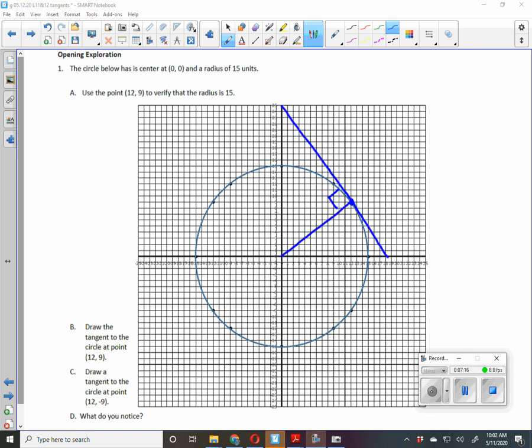Okay, so they said use the point 12, 9 to verify that the radius is 15. That's just asking you to use your Pythagorean theorem, right? This is a 9, 12, or a 3, 4, 5. This is 15. It's a Pythagorean triple. So we know that that has a radius of 15.